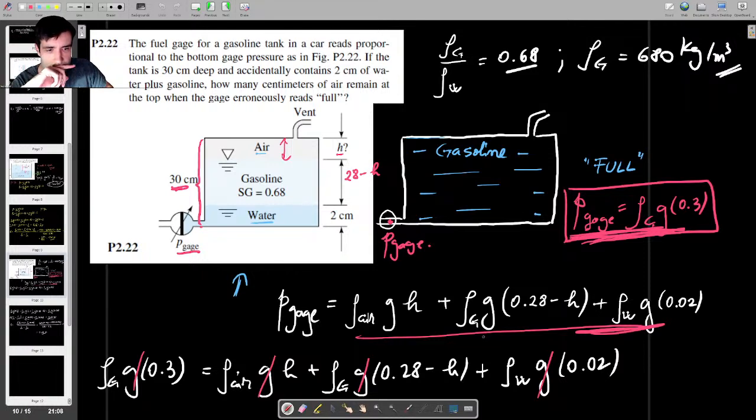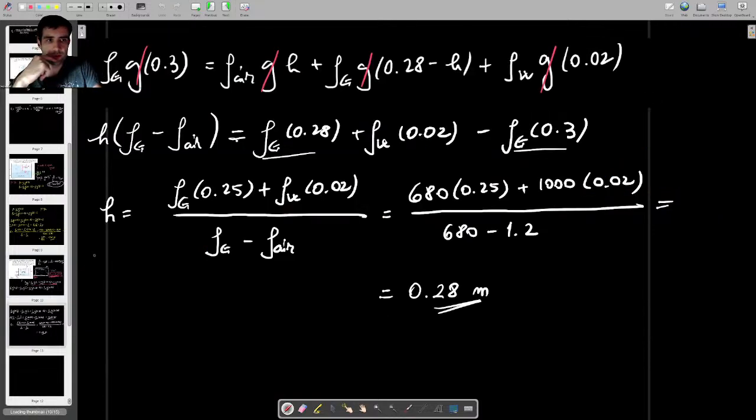Anyway, let's see. So we've got density of the gasoline being 680, and this is 0.28 minus h plus density of water times 2 centimeters. So 2 centimeters clearly 0.02. Now if we just have gasoline, pressure is this. Right, and then when we put things together, we have density of gasoline times 0.3. This looks fine. Plus density of water times 0.02. Okay, let's see if something happened when I rearranged. So we have h times the gasoline minus the water is 0.28 times the gasoline.